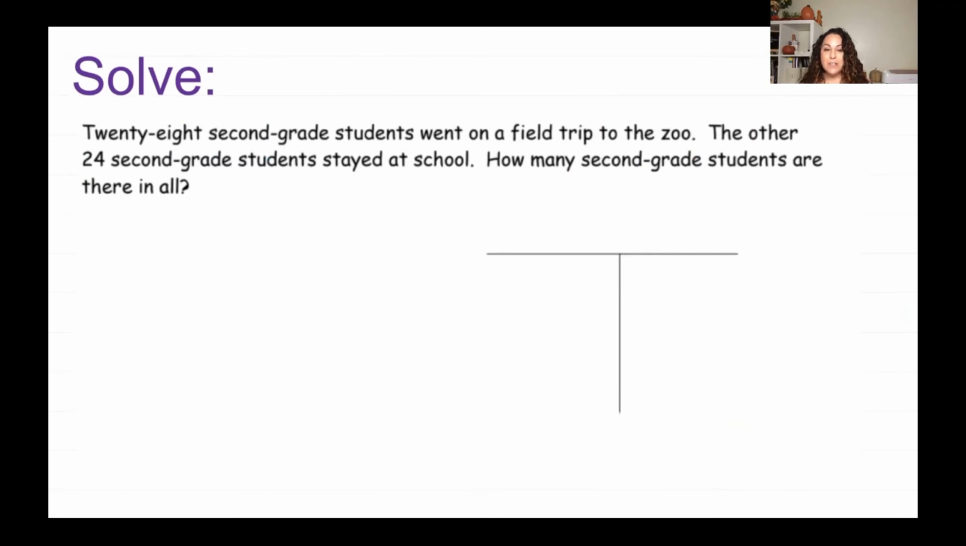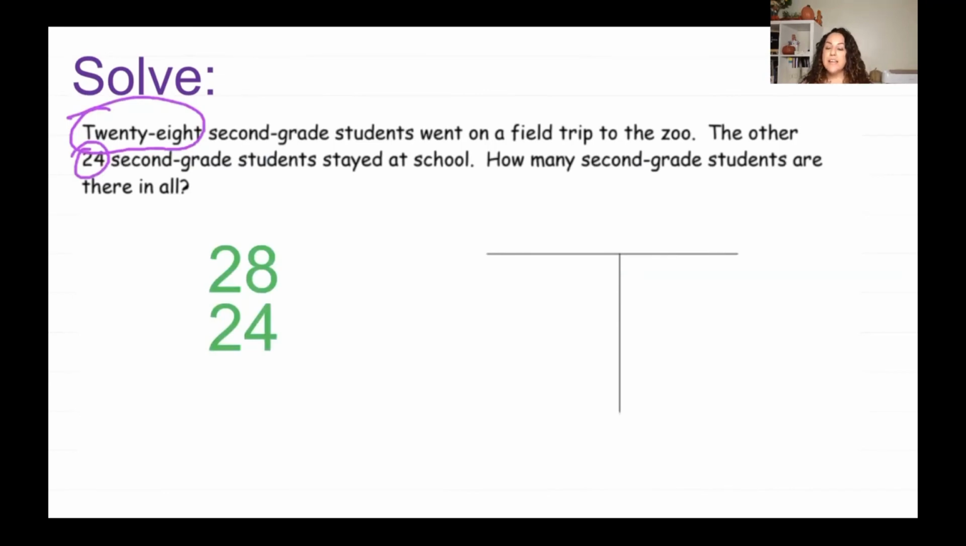28 second graders went on a field trip to the zoo. The other 24 second grade students stayed at school. How many second grade students are there in all? Now, I'm looking at those numbers and it doesn't look like I have to subtract. It just looks like I have to put our two numbers together. So the first one I have is 28 and I have 24.